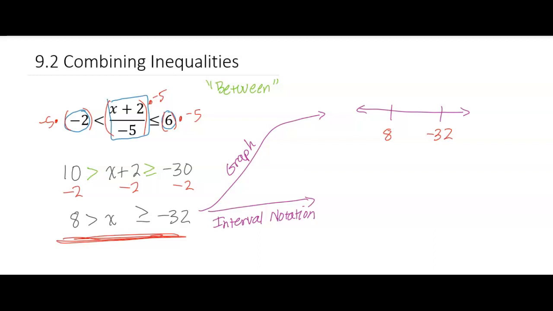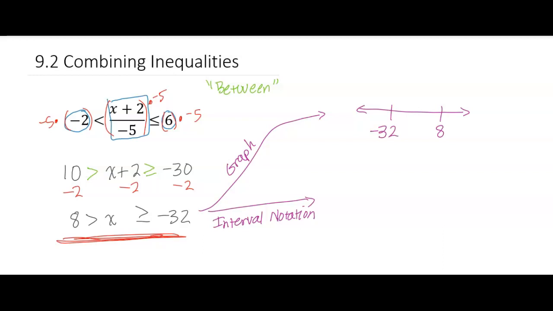Isn't negative 32 a negative number? Isn't 8 a positive number? How is the positive number on the left and the negative number on the right? That's clearly backwards. So if you just think a little bit, just stay awake while you're working the problem, put numbers in their natural order. Smaller numbers to the left, bigger numbers to the right, like usual.